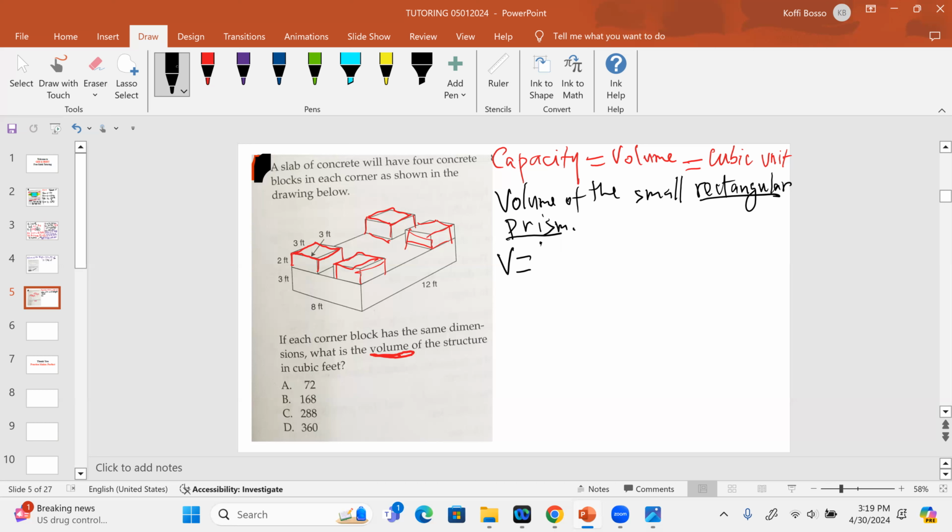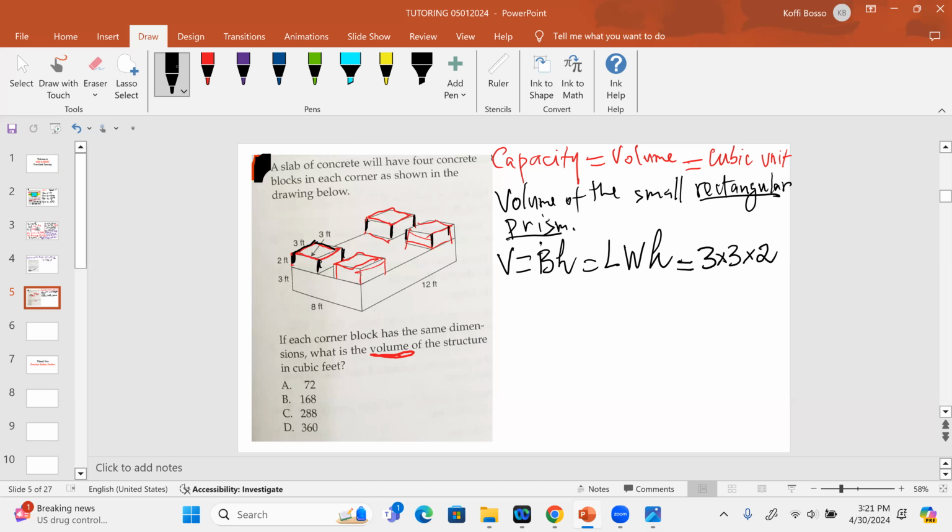The height here, for the small rectangular prism, the height of each is 2 feet, right? Yes, 2 feet. So multiply by 2. Understand that the width and the length have the same dimension, so we have 3, 3. Now multiply by the height, which is 2. We can do this multiplication without a calculator.